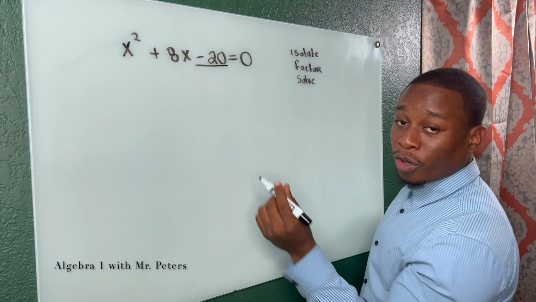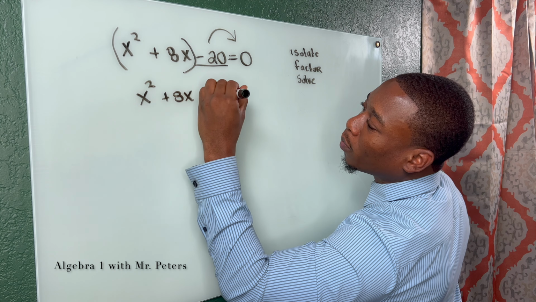And I wrote the 3 steps down. So number one, we want to isolate. What do we want to isolate? The variables. Because they're typically not going to give us a perfect square trinomial. We have to figure out what is the perfect square trinomial. So when I bring this 20 over, we're going to have x squared plus 8x is equal to positive 20.